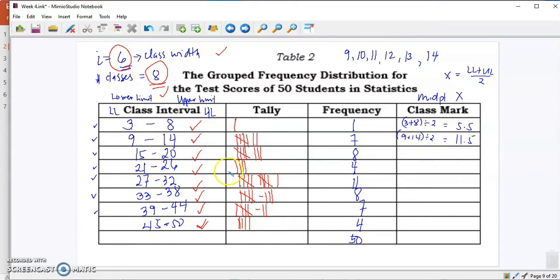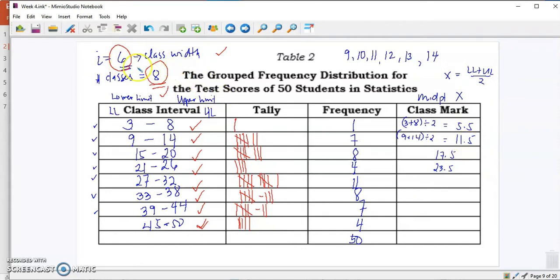Same case here. The class interval 15 to 20 would be 15 plus 20 divided by 2, that's 35 divided by 2, which is 17.5. Let's continue. 21 plus 26 would be 47 divided by 2, which is 23.5. Now, we can continue this pattern, but I want you to discover something else.